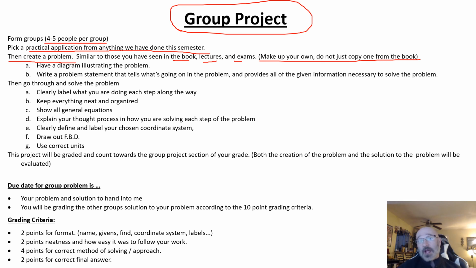With that there, as you're creating the problem, I am going to ask that you come up with a diagram illustrating the problem. So as you'll see throughout the semester, we're going to do a couple different types of problems within the class.